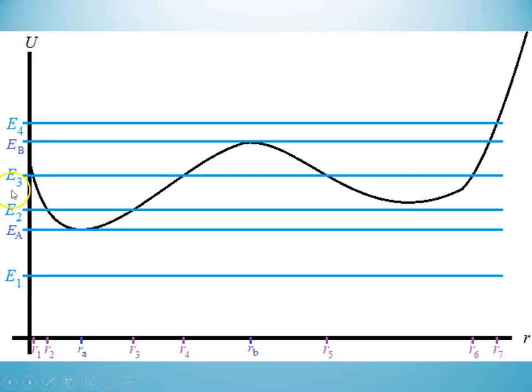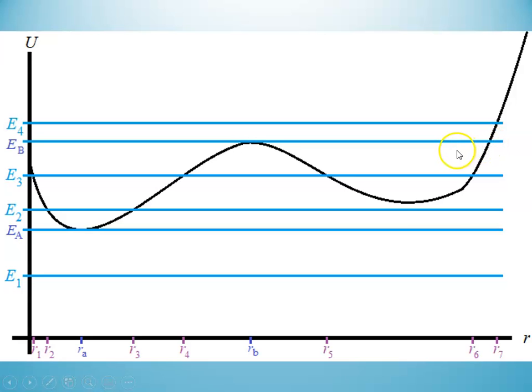Now, what about a particle with energy E4? A particle with energy E4 can be at any position less than or equal to R7. So it might start at zero and go down real quickly in potential energy, gaining a lot of kinetic energy, and then move to the right, slowing down as the kinetic energy gets converted into potential energy, and then speeding up again past R(b), where it gets converted back into kinetic energy, and then slowing down again as it approaches R6.